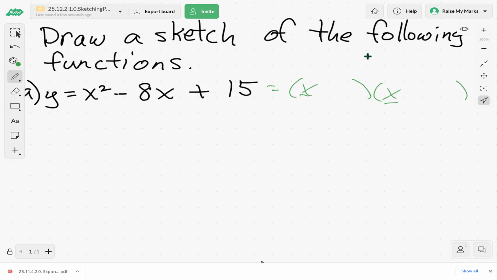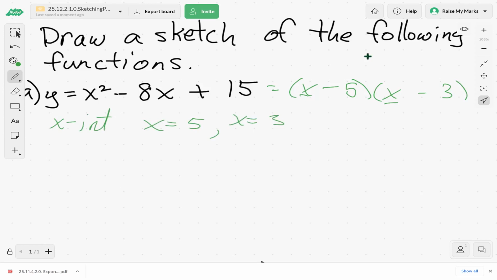We need two factors of 15 that will add up to -8. Well, 3 and 5 are going to work. So -5 and -3, when we multiply them together, we get positive 15. -3x plus -5x gives us our -8x, and of course x times x gives us x squared. So that works. That's our factorization. So now our x-intercepts or roots are x equals 5 and x equals 3.